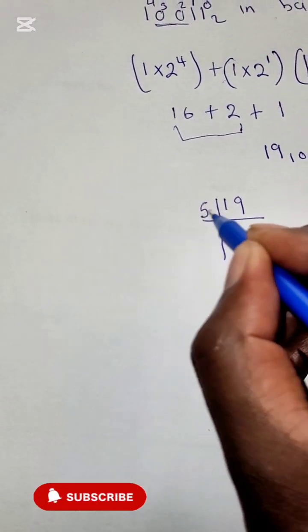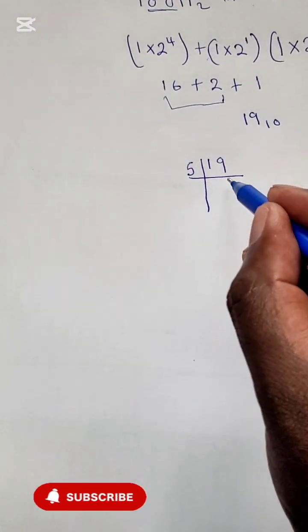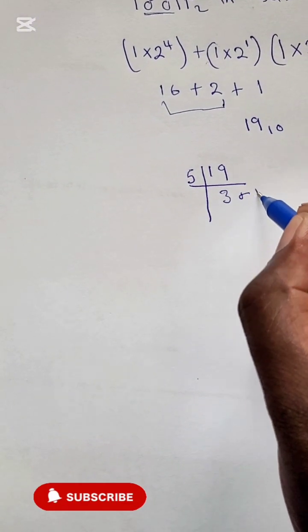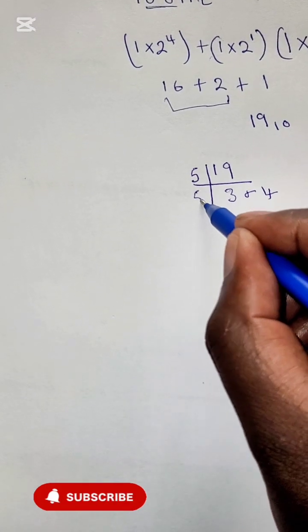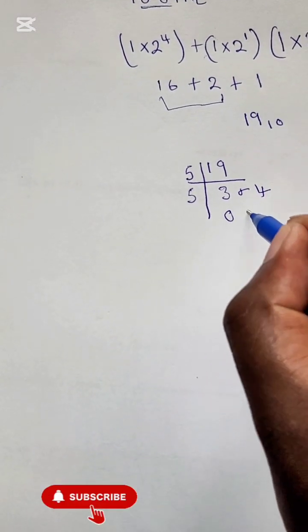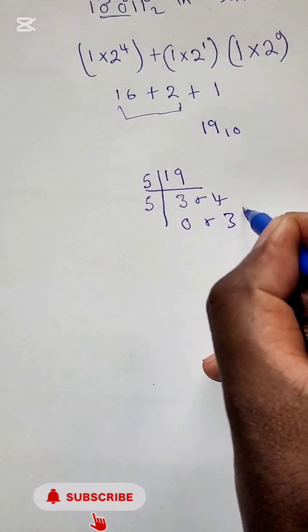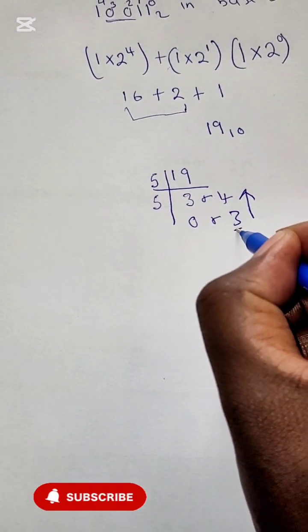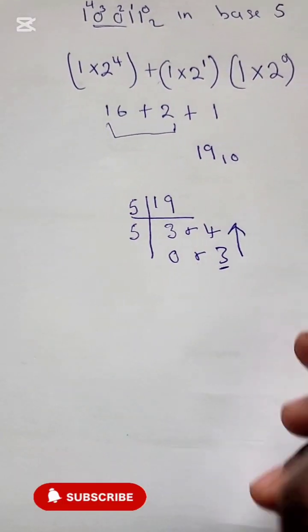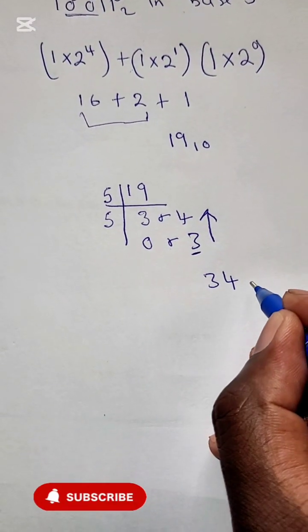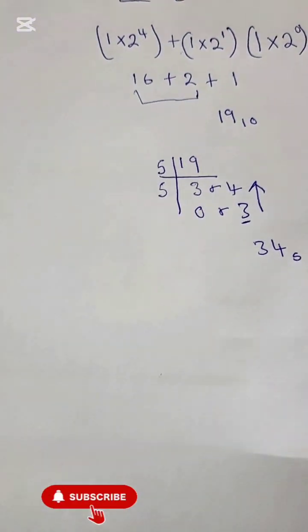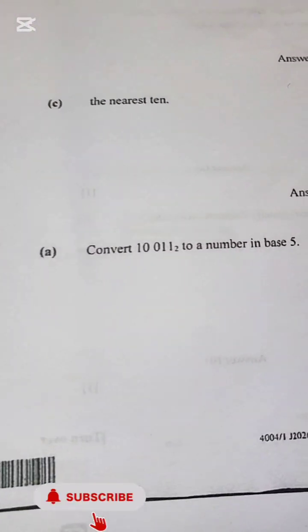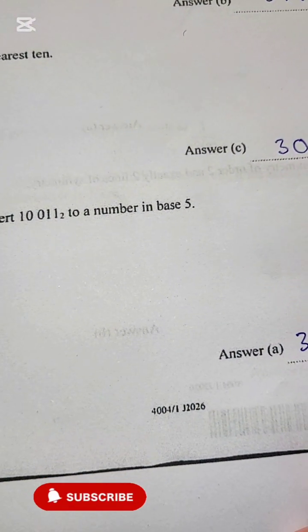Divided by what? By 5. So 5 into 19, that's 3. Remainder what? Remainder 4. Then 5 into 3, that's 0. Remainder what? Remainder 3. And our answers are our remainders, counting from bottom to the top. Right, so our answer will be 34 base what? Base 5. Okay, so that's 34 base 5. Okay.